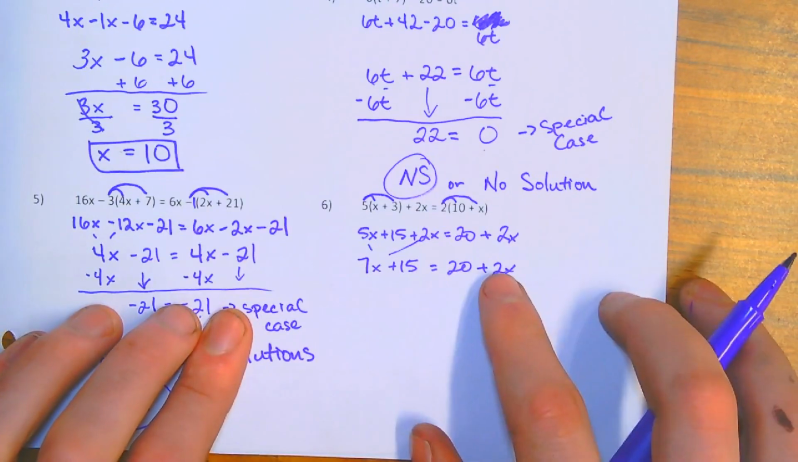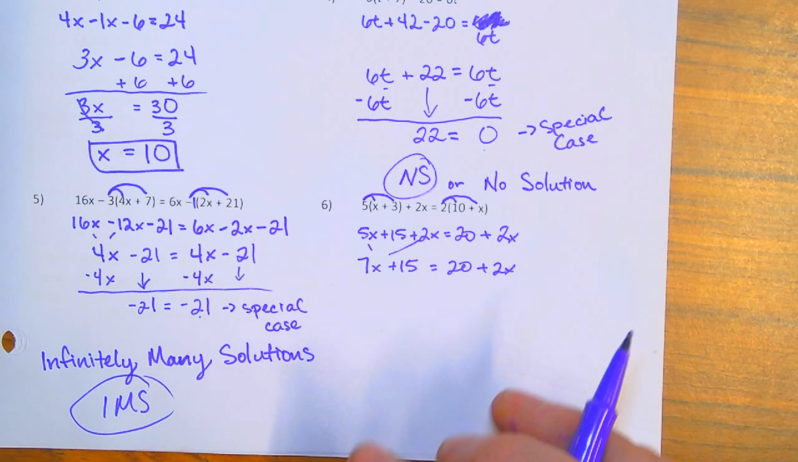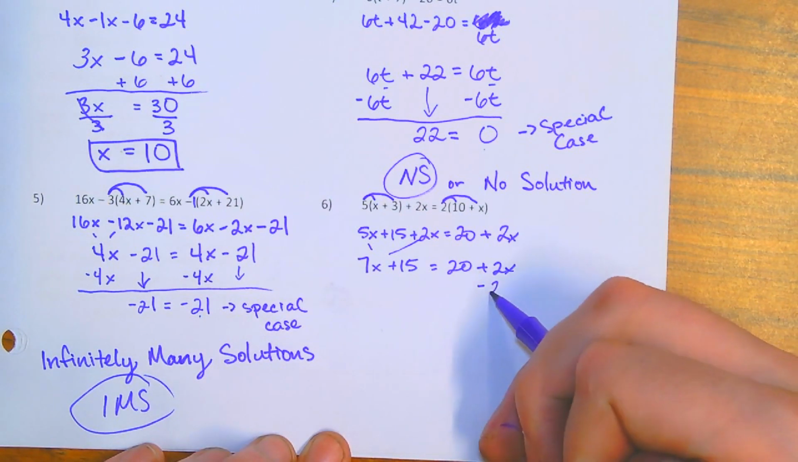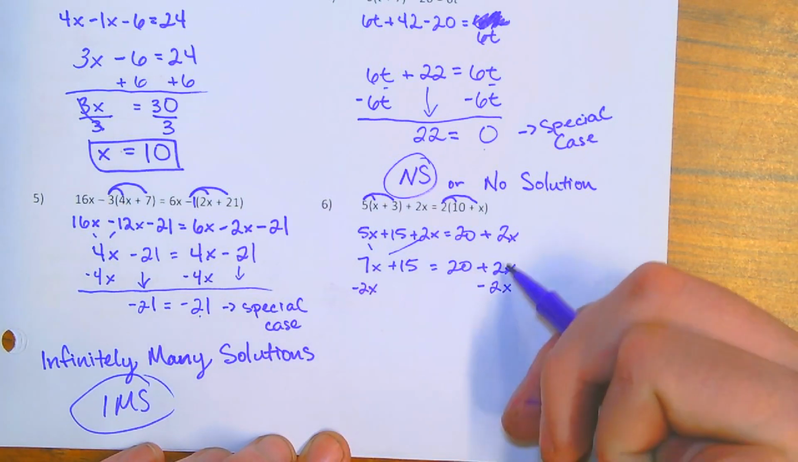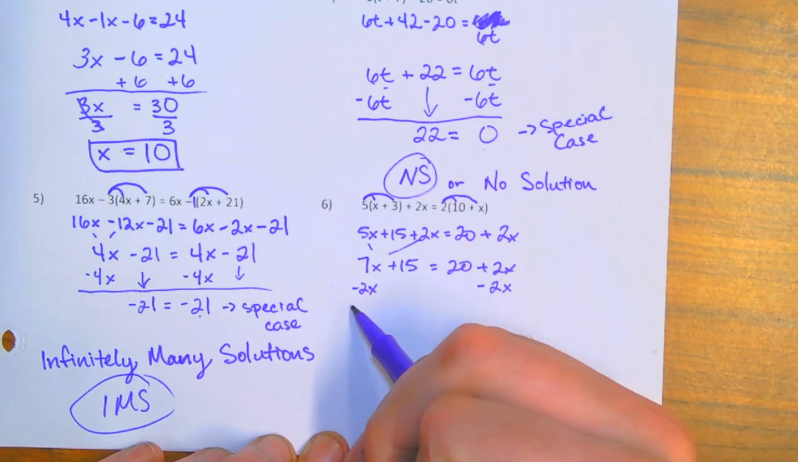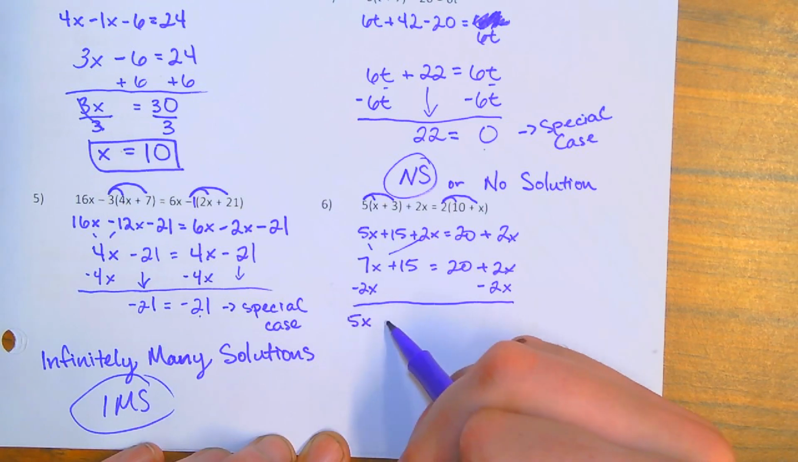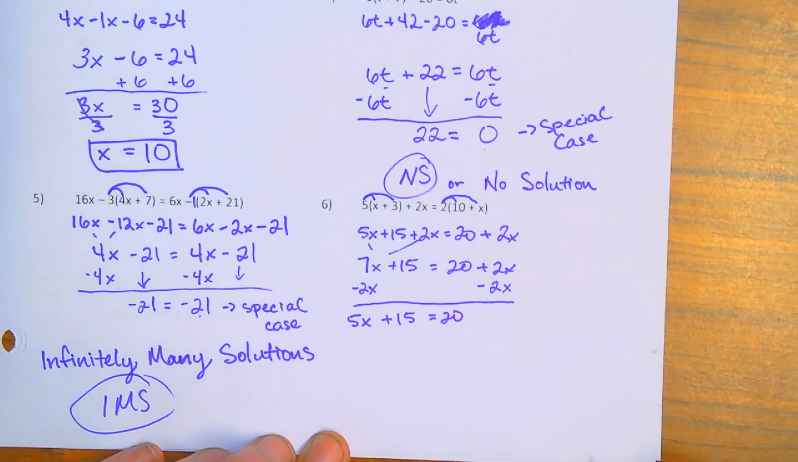Now our next step is going to be get all variables on one side of the equal sign. As you can see, my 2x is over here and my 7x is over here. So what I want to do is get those on the same side. To do that, I'm going to minus this 2x. And when I minus the 2x, what happens here? Well, the 2's cancel out, and that leaves me with no x's on this side, but the x's stay over here. So 7 minus 2 would give me 5x plus 15 equals 20.